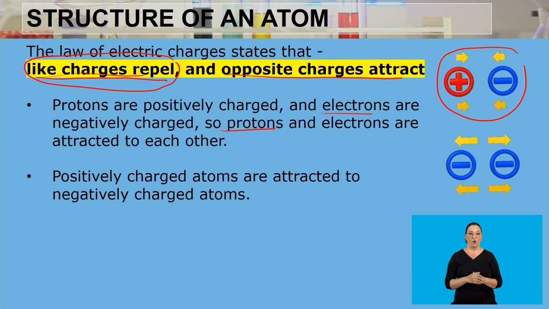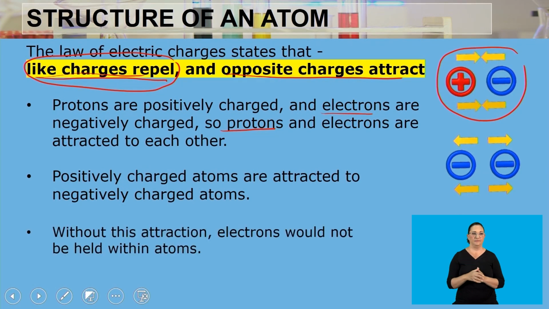So, positively charged atoms are attracted to negatively charged atoms, as we know that. Also, lastly now, without this attraction, electrons would not be held within atoms. Because electrons are forming an electron cloud around the nucleus, if there was no attraction force between the nucleus, which are the protons, and the electrons, then the electrons would move away and not be attracted to that particular nucleus and form that particular atom.